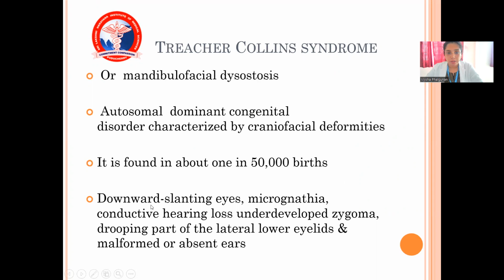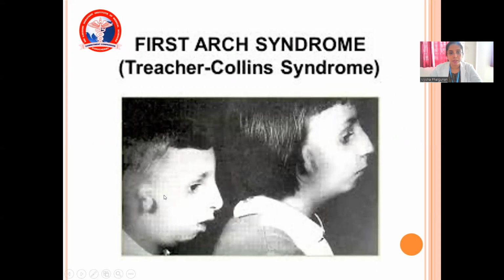What are its features? People suffering from this syndrome will have downward slanting eyes. You will have micrognathia, which is nothing but an ill-formed lower jaw. Conductive hearing loss, underdeveloped zygoma, drooping of the lateral lower eyelids, or malformed or absent ears. So totally they are going to look like this. See the micrognathia, the ill-developed lower jaw. This is how Treacher-Collins syndrome patients will appear.